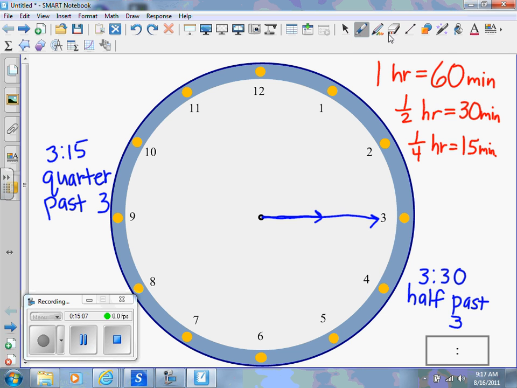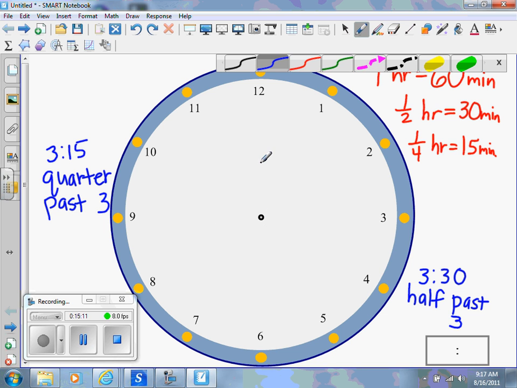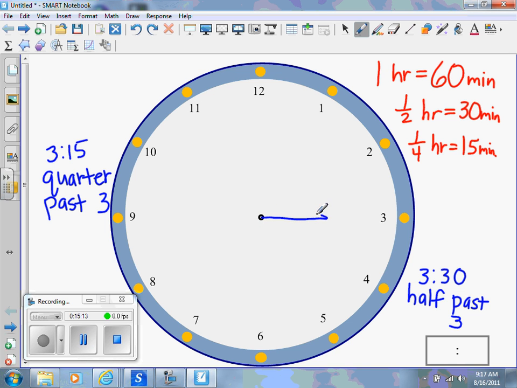What if, my minute hand, we'll just start all over here. Still pointing to the 3, okay? There's my hour hand. What if it had made it all the way, ooh, that is so crooked. But what if it had made it all the way to the 9?